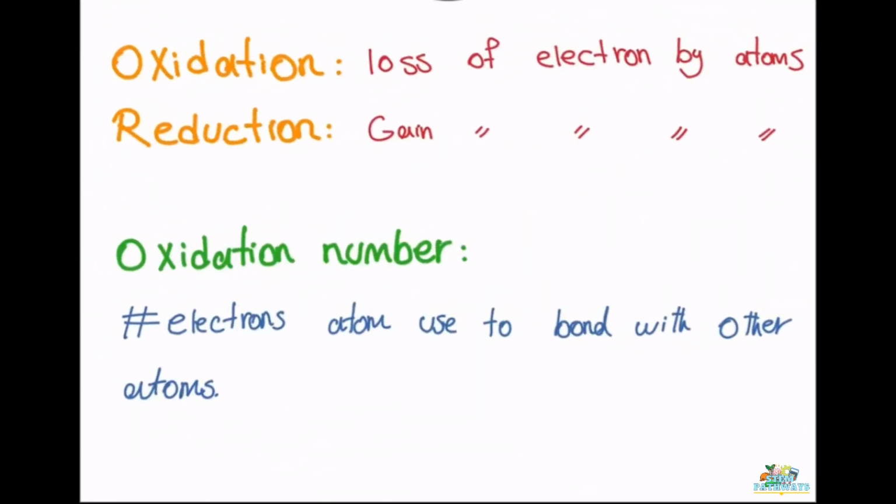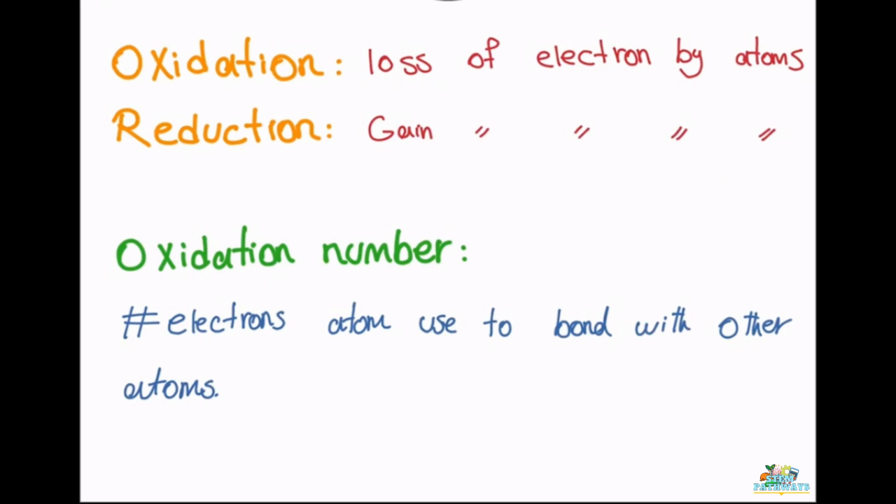In this video, we want to talk about how we can balance chemical equations by oxidation reduction. But first, let's see what is oxidation reduction. Oxidation, in definition, means loss of electrons by atoms, and reduction means gain of electrons by atoms. But oxidation number is the number of electrons that atoms use to bond with other atoms.